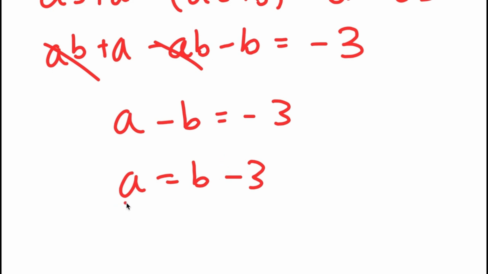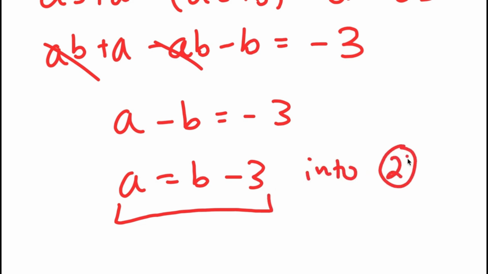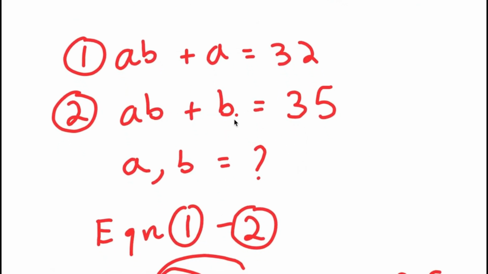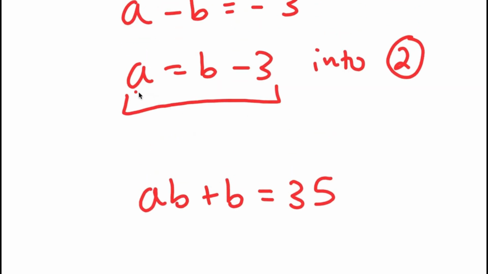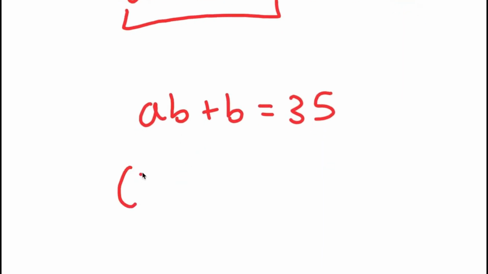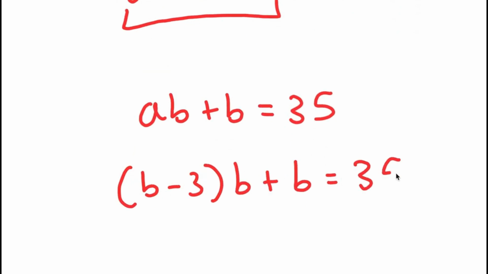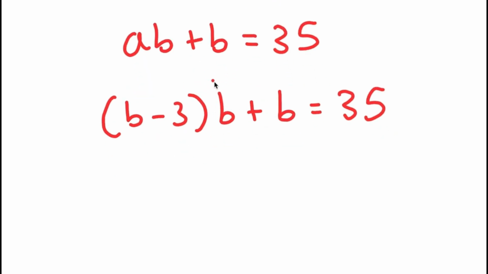So now what I can do is substitute this value of A into equation number 2. So equation number 2 is AB plus B equals 35, right? Well, now that I've got a value of A in correlation to the value of B, I can plug this in. So now I get (B minus 3) times B plus B is equal to 35. And now my only variable in this equation is B. So we can solve this.